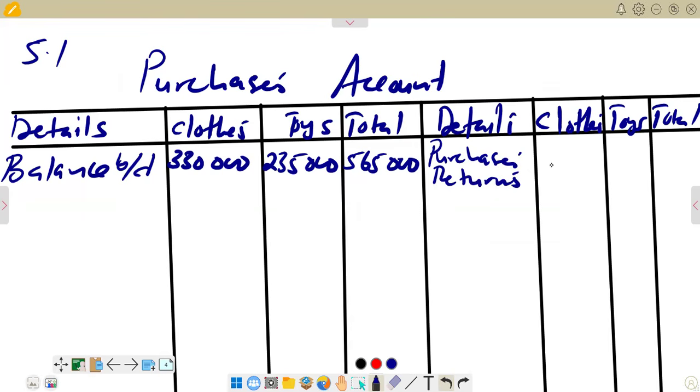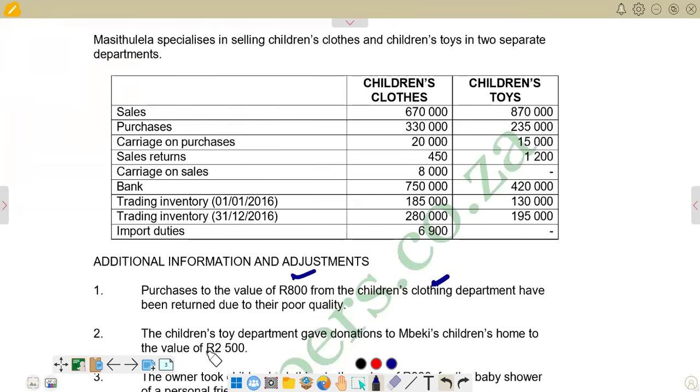And the amount that we are having is 800 for clothes. So we are having 800 in this column. And obviously now for toys, we don't have anything. So it means our total is going to remain as 800. Then we can go back to check the other information that we are given.